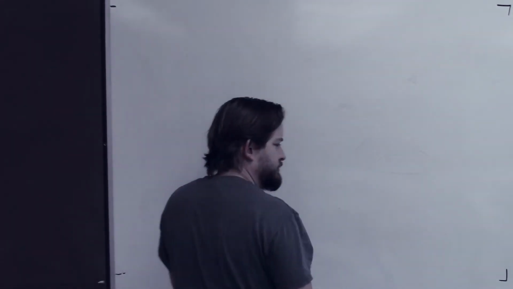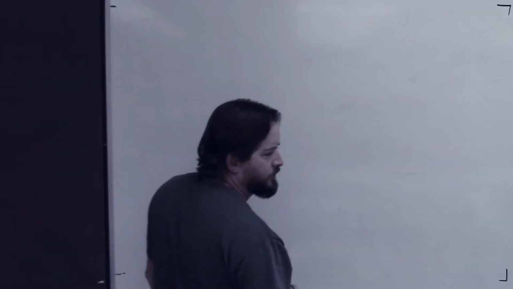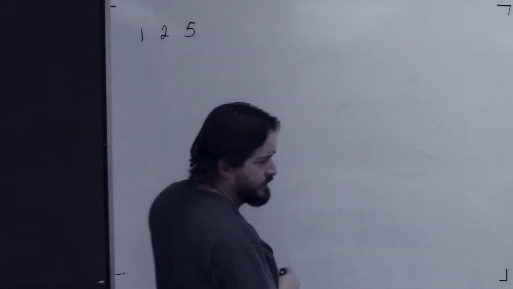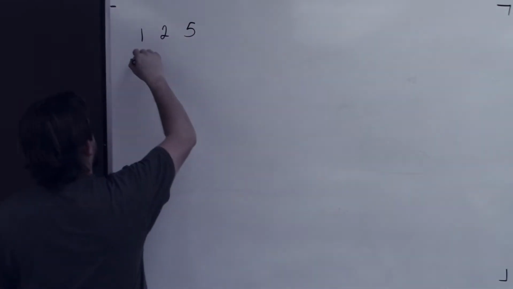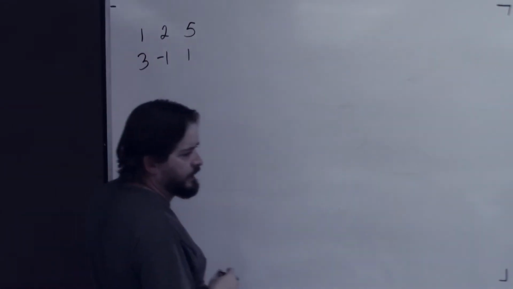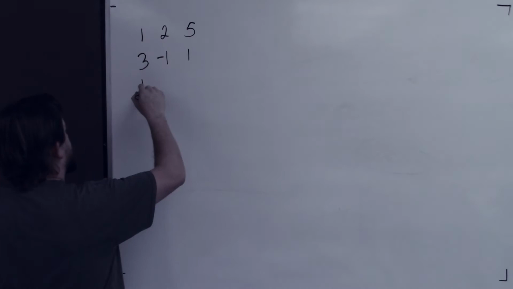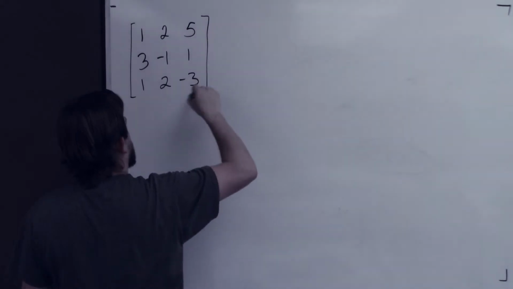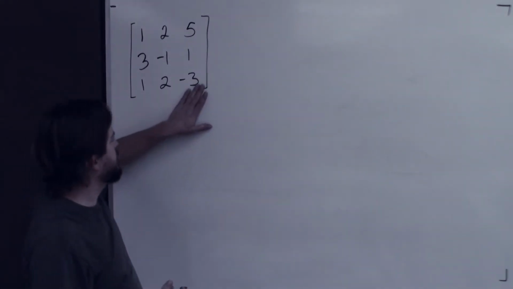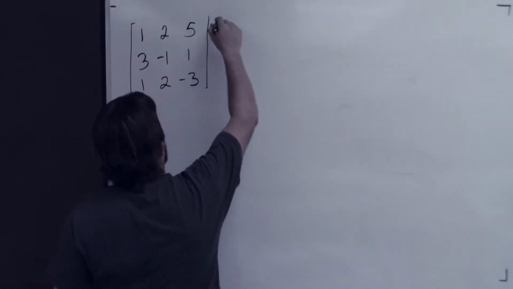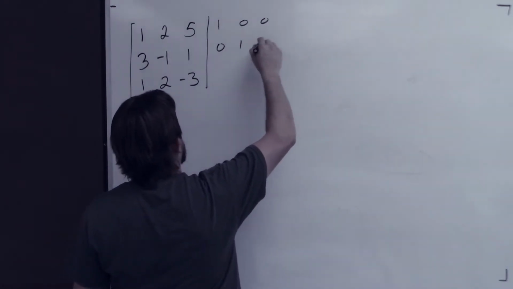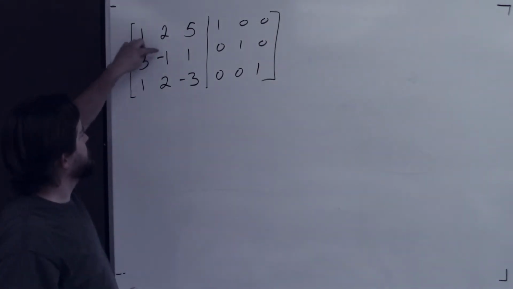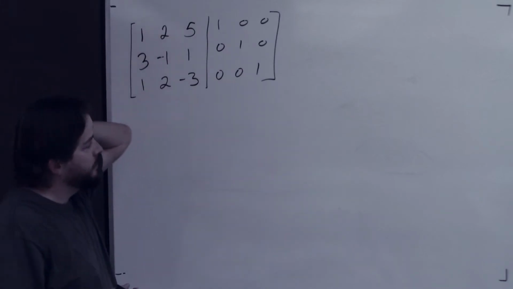All right, the next one is an inverse. So 1, 2, 5, 3, negative 1, 1, and 1, 2, negative 3. We're trying to find the inverse of this matrix. So what I would do here is augment this with that identity, 1, 0, 0, 0, 1, 0, 0, 0, 1, and then go through the reduced row echelon form to get the 1s down the diagonal and 0s everywhere else.